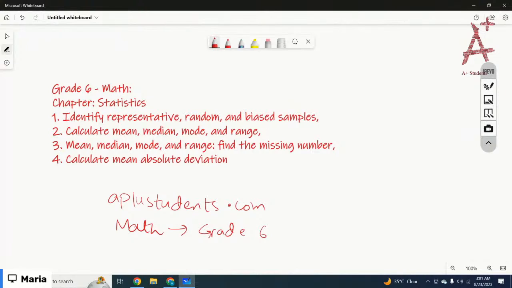We're going to start with the chapter statistics. The lessons we're going to cover today are identify representative, random and biased samples; calculate mean, median, mode and range; mean, median, mode and range, find the missing number; and calculate mean absolute deviation. So let's just start with the chapter statistics.